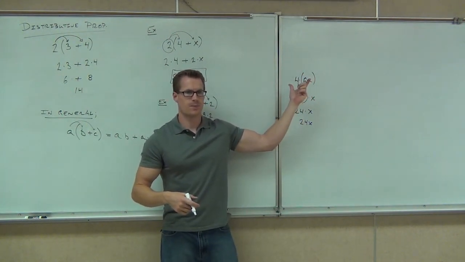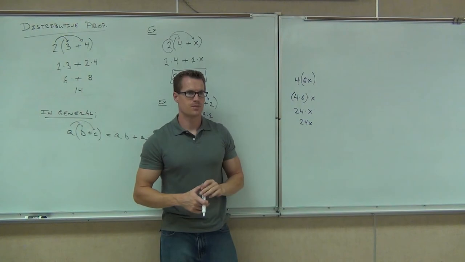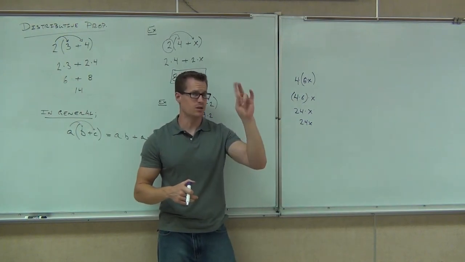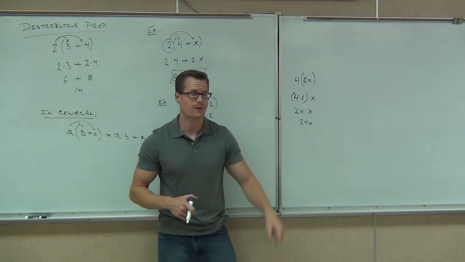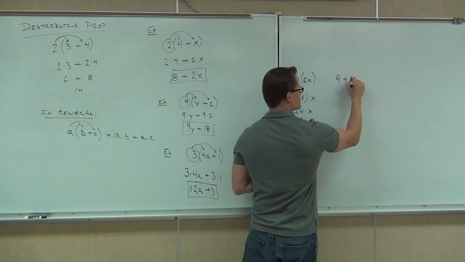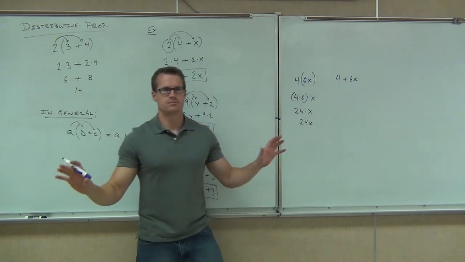So it could be 6 times 4x too? Could you switch it like that or no? Oh yeah, absolutely. 6 times 4x means it's the same thing because it's commutative, right? The 6 and the 4 doesn't matter. That's different than addition. If you try to add 4 plus 6x, different story.